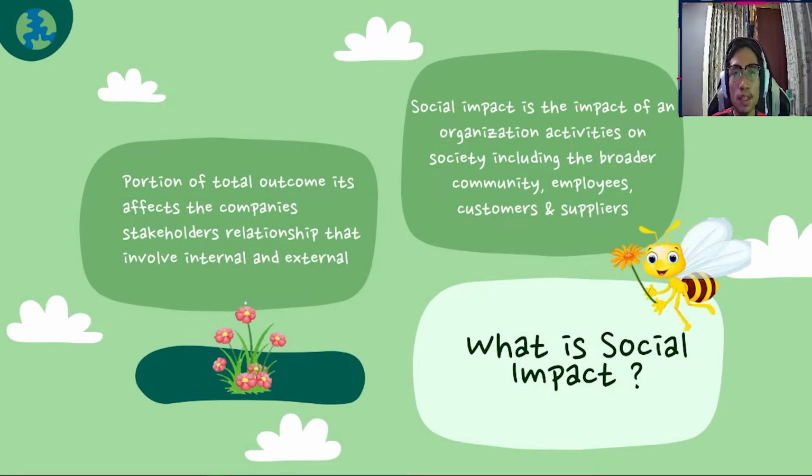Okay, let's move to the social impact of environmental costs. Social impact of environmental costs is the impact of an organization's activity on society, including the broader community, employees, customers, and suppliers. The portion of total outcome of the organization's activity will affect the relationship between the company and its stakeholders, which involve the internal and external stakeholders.